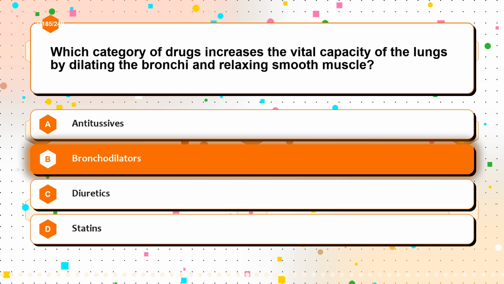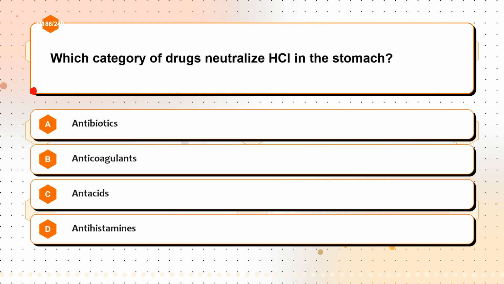The correct answer is option B, bronchodilators. Question 186. Which category of drugs neutralize HCl in the stomach? Here are the options. Option A, antibiotics. Option B, anticoagulants. Option C, antacids. Option D, antihistamines.